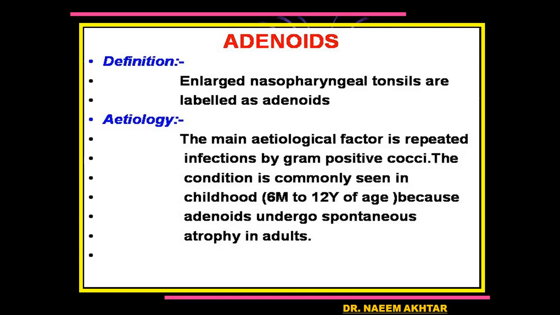As far as the etiology of adenoids is concerned, this is due to repeated infections by gram-positive cocci. This condition is commonly seen in childhood between the age of 6 months to 12 years. The peak age incidence is 5 to 6 years, that is the school-going age, because adenoids undergo spontaneous atrophy in adults. These are not seen in adults because they become atrophic after the age of 12 to 14 years.